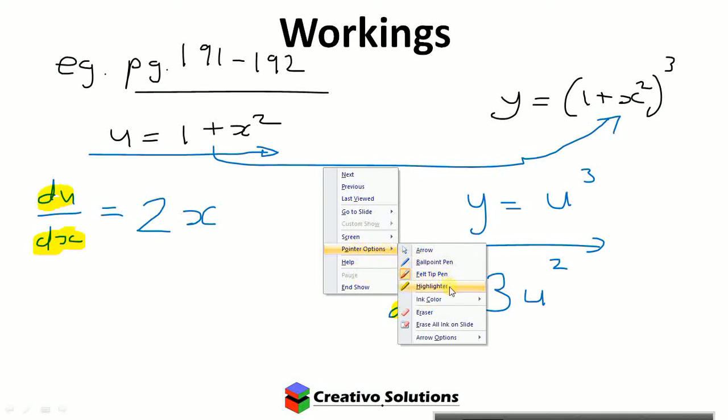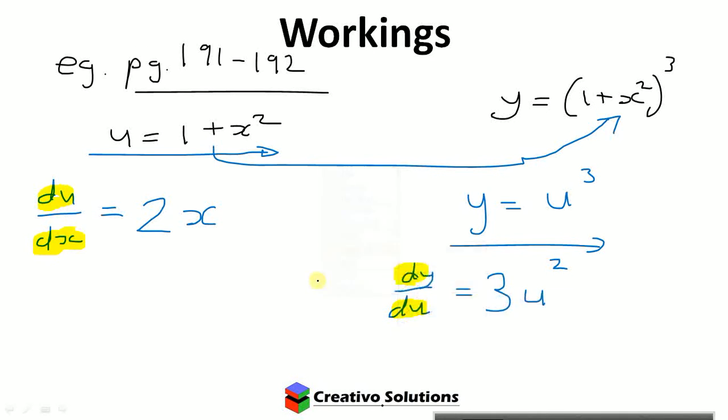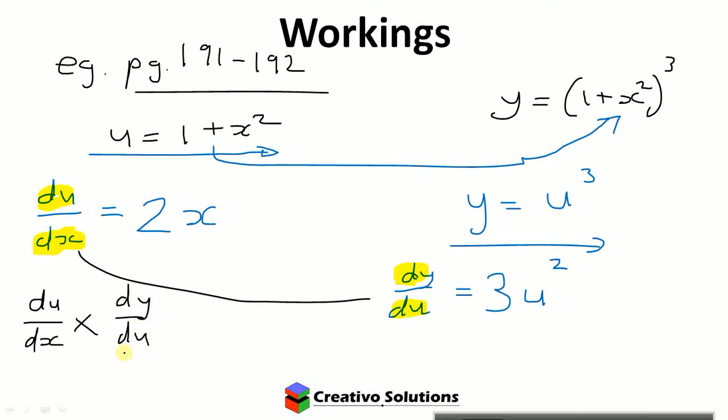What will cancel out if I multiply those two together? So du over dx times dy over du, what does that give you? What can you cancel? The du with the du. And that lands up with dy over dx. And see, that's what I wanted. I wanted dy over dx because this was the question.